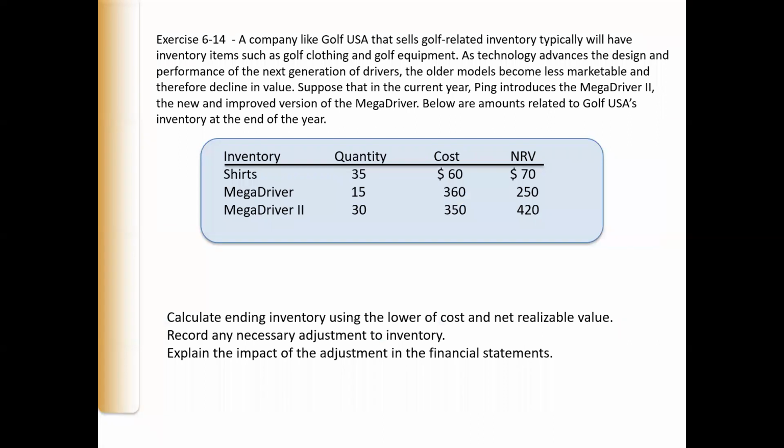Okay, so we're going to look here. A company like Golf USA that sells golf-related inventory typically will have inventory items such as golf clothing and golf equipment. As technology advances the design and performance of the next generation of drivers, the older models become less marketable and therefore decline in value. Suppose that in the current year, Ping introduces the Mega Driver 2, the new and improved version of the Mega Driver. Below are amounts related to Golf USA's inventory at the end of the year.